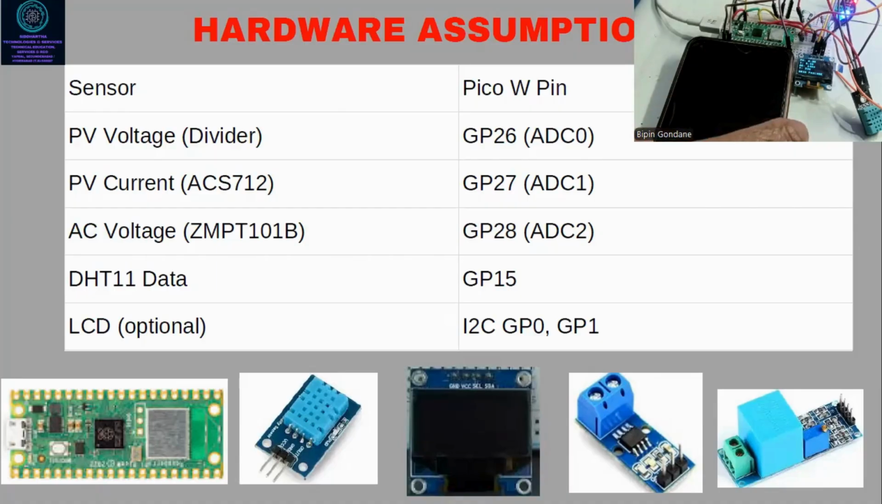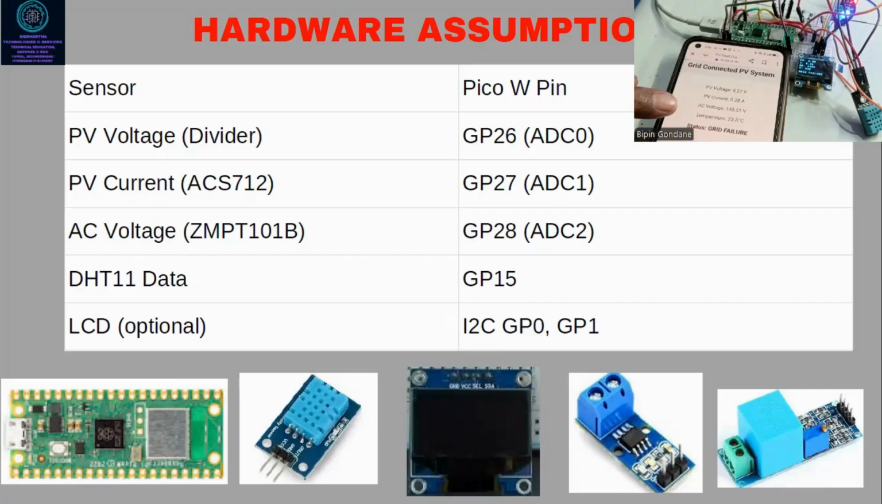What I'm trying to tell you, and you can see this on the screen, is all the live values: PV voltage, PV current, AC volts, and temperature. Finally it shows the status of the grid, here grid failure. The reason, I will tell you a little later: the AC is less here. As you can see, AC voltage is 144.22 volts, and that's why it is showing status grid failure.